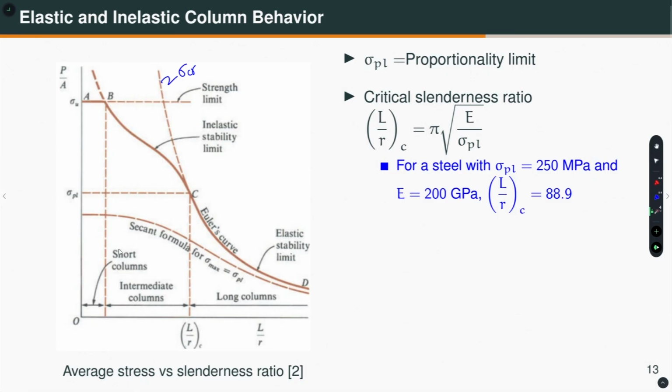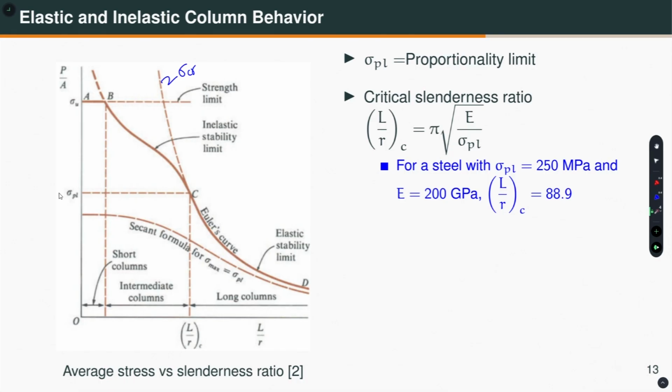So, we call this the short column. In this range, the columns with slenderness ratio in this range, we call them short columns. They will never fail by buckling, they will fail by crushing. On the other hand, when the stress is below the proportionality limit sigma PL, then they will fail by elastic buckling. We call those columns the long columns, because the stress has to be below the proportionality limit for the Euler critical load analysis to be valid.